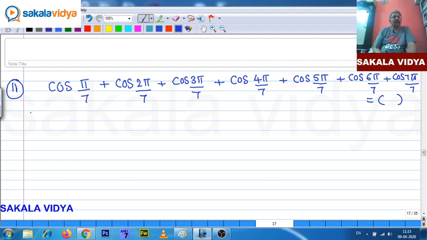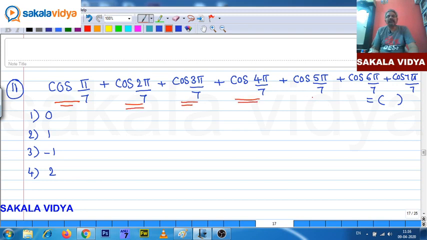So, now first option 0, second option 1, third option is minus 1, fourth option is 2. Okay, it is an AP series. Let us try option 1. So, now cos pi by 7, cos 2 pi by 7, cos 3 pi by 7, cos 4 pi by 7, cos 5 pi by 7, cos 6 pi by 7, cos 7 pi by 7. The 7s cancel, cos pi itself only, that is actually minus 1.